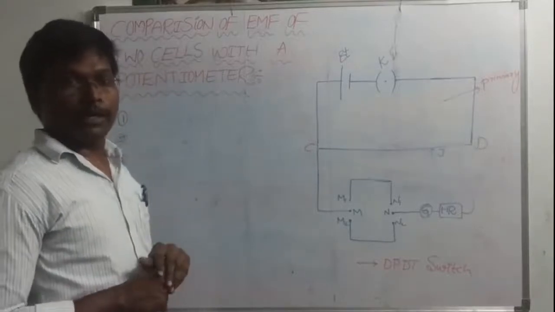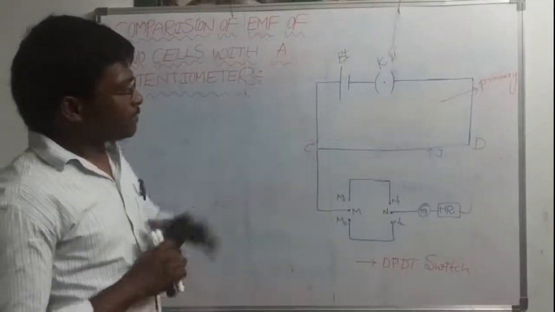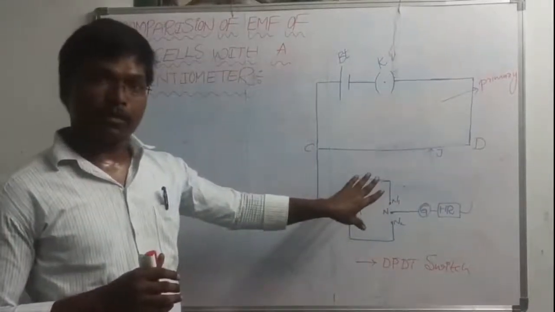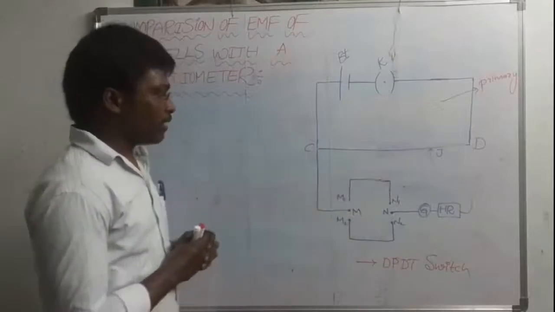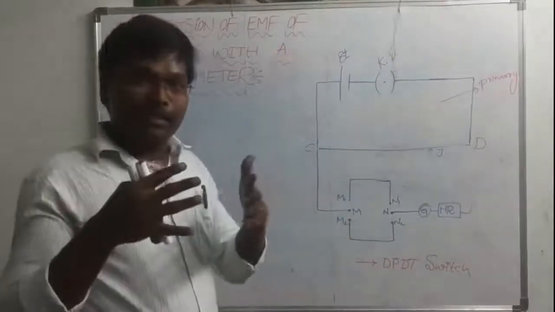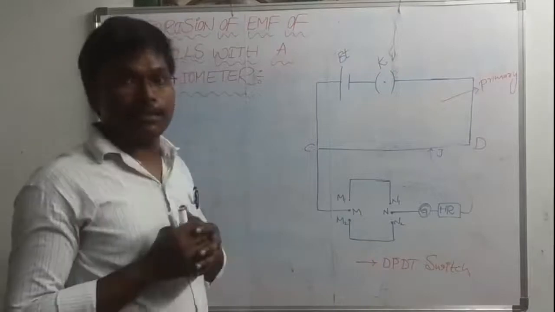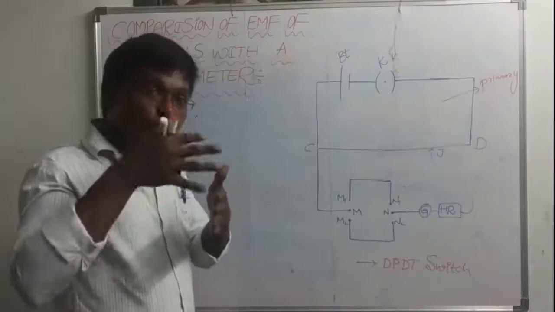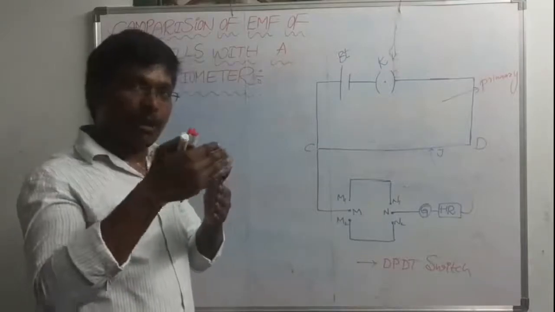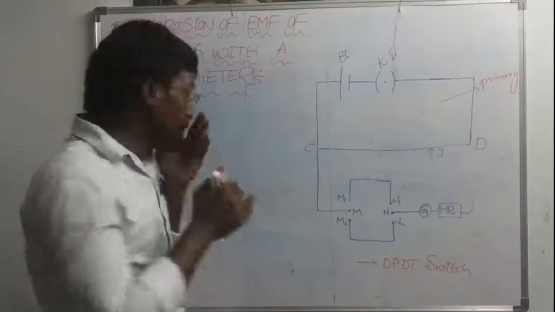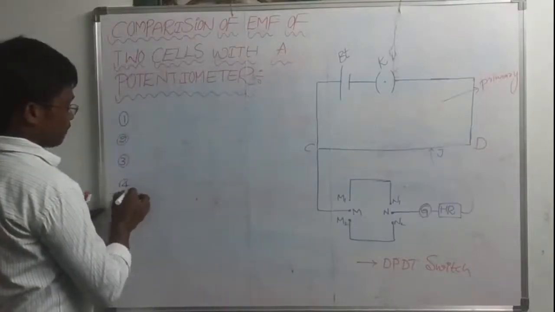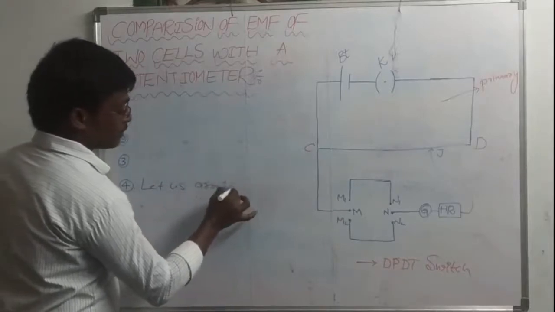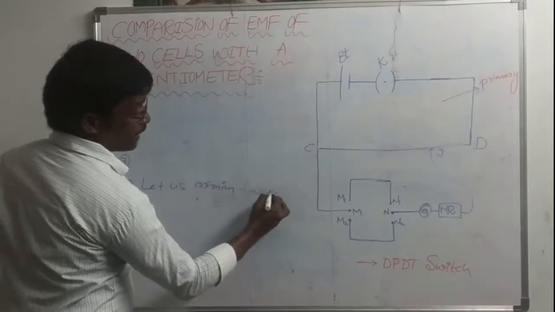Now the fourth point is this: this is the DP-DT switch, right? Let us arrange two electric cells. The two electric cells having EMFs E1 and E2. Fourth point: let us arrange two electric cells.